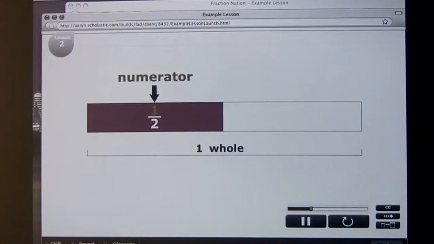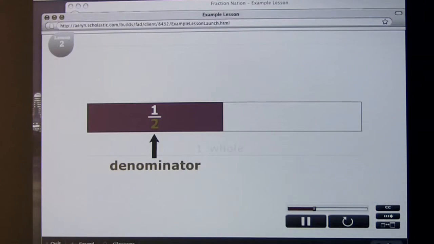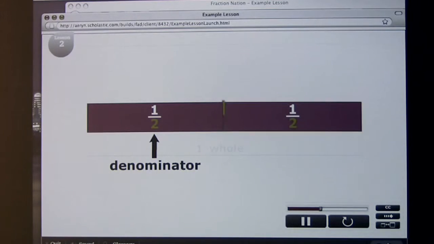Each part of a fraction number has a name. This is the numerator. The line below it is the fraction bar. The 2 is the denominator. The denominator describes how a whole is divided into equal pieces. Here, the denominator of 2 tells you the whole is divided into 2 equal pieces. 1/2 here and 1/2 here.